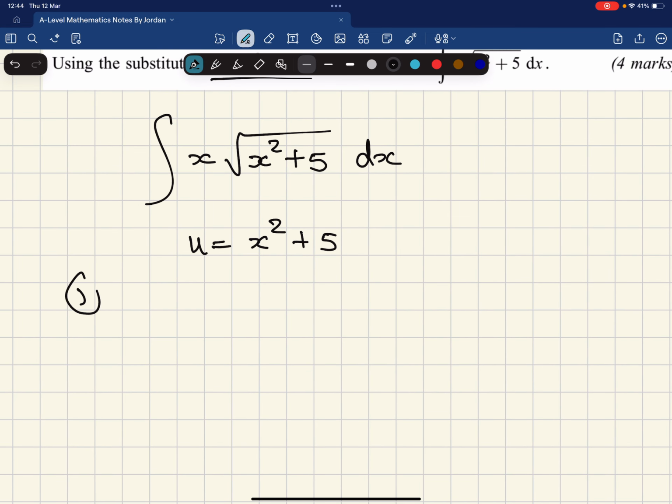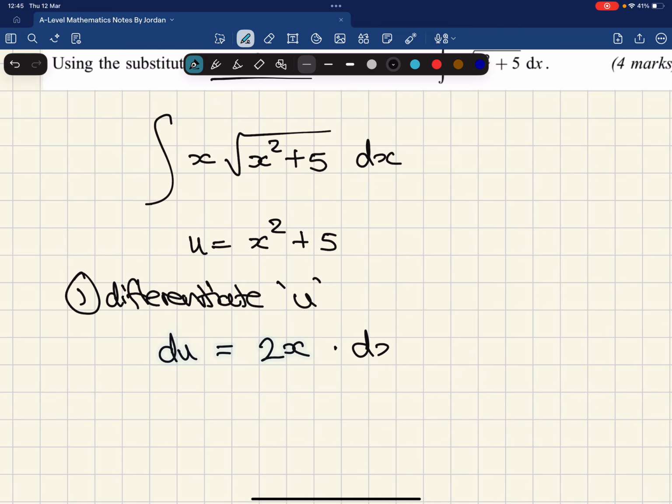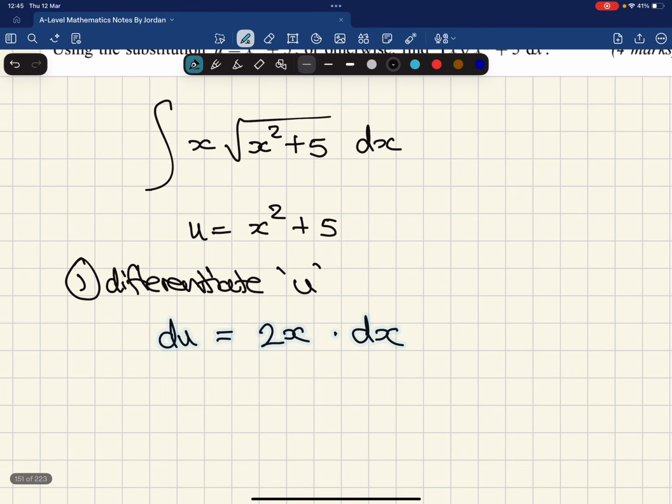First thing to do is to differentiate u. Okay, so remember we can just write du on the left. Then we differentiate this expression. So the 5 is just going to go to 0, but the x squared will differentiate to 2x. And then don't forget to attach on the end of this dx. Again, if you'd prefer to do it the other way, you're absolutely fine to do that. Instead it would be du dx.